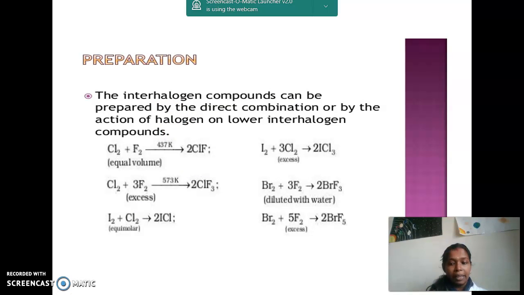How is it prepared? It is prepared by direct combination. For example, chlorine plus fluorine, taken in equal volume at 437 Kelvin, form chlorine monofluoride, which is of the XX' type. So, these are examples of the preparation of interhalogen compounds by direct combination in a particular ratio.